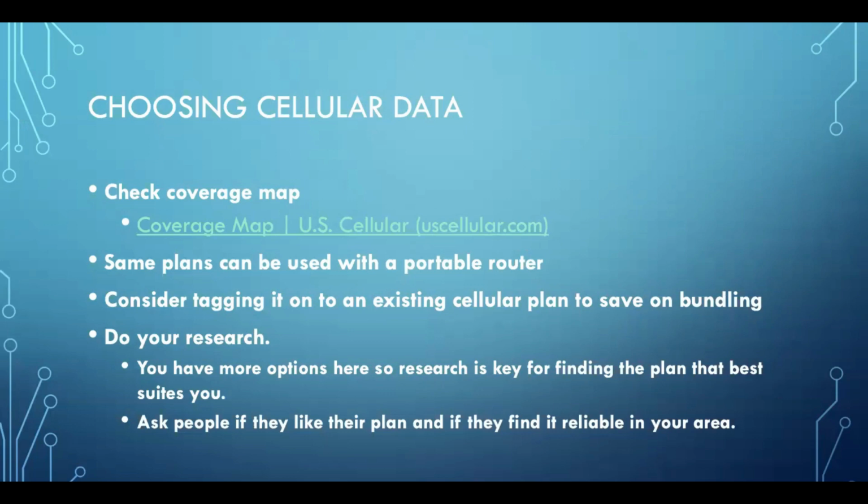The same plans that you can use for your cellular data coverage can be used with a portable router, so consider that. As I said before, you can consider tagging onto an existing cellular plan to save on bundling. But most importantly, do your research. So like I said, with the at-home Wi-Fi, you're kind of limited. But with a cellular data plan, there's tons of options. There's so many networks in the States. So do your research and find what the best plan is for you.